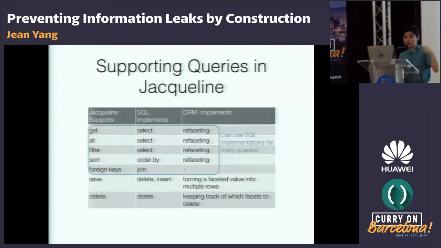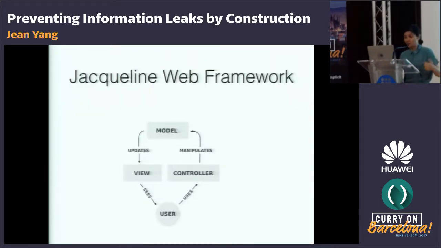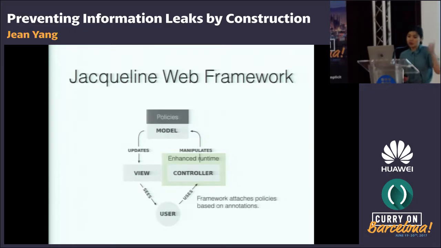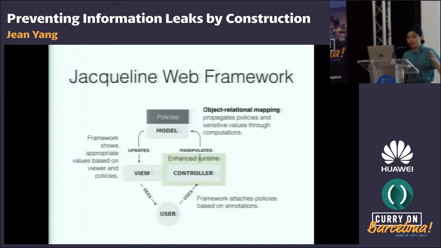But we were able to not only use this approach to extend our guarantees in a clean way, but we were able to build a practical web framework based on this. So in a standard web framework, you have a model, view, and controller, where the model describes the data layout, the view describes how the front end should be laid out, and the controller describes everything in between. What we have in addition now is the programmer specifies policies directly associated with the data model. The controller runs in an enhanced runtime. The framework attaches policies based on the annotations with the model. There's an ORM that propagates policies and sensitive values across the application and database. And then the framework shows the appropriate values based on the viewer and the policies. And there's an additional nice part, which is the framework usually keeps track of the session user anyway, and most of the time, that's your viewer.